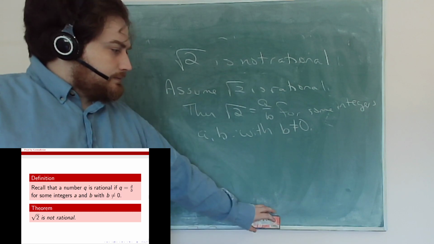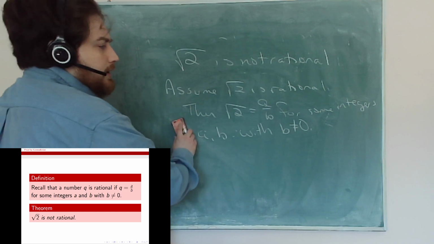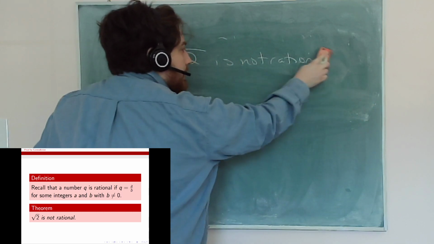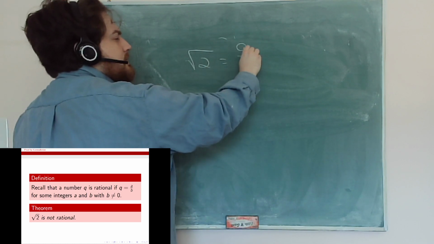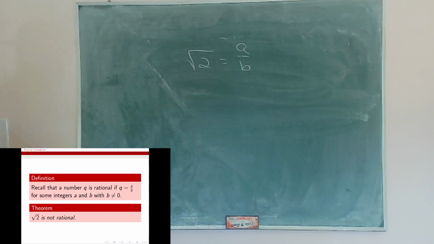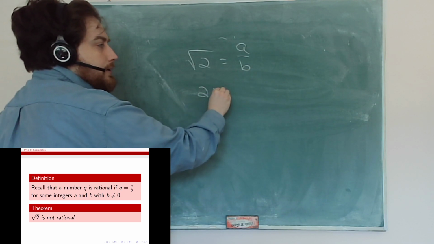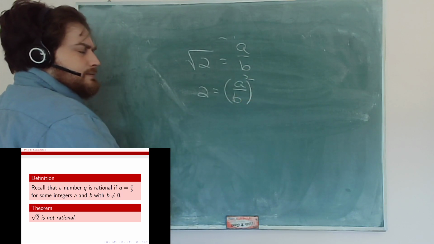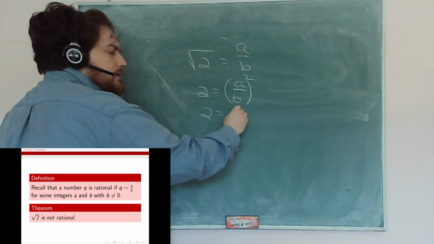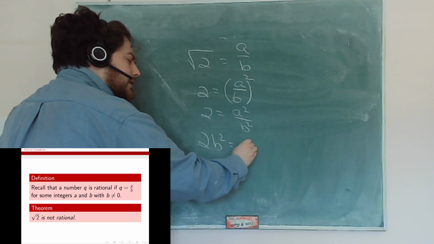Well, the first thing I want to notice is I'm just going to look at the square root of 2 is a over b. I need some more room, so let's focus on that. What I can do here is, since the square root of 2 is equal to a over b, I can square both sides, and I should get 2 is a over b squared. Which means that 2 is a squared over b squared. So 2b squared is equal to a squared.